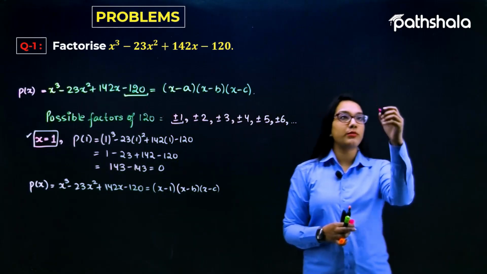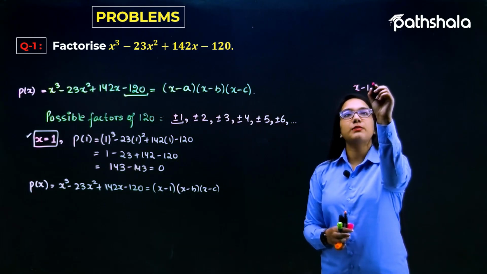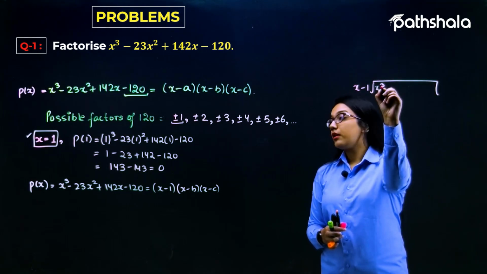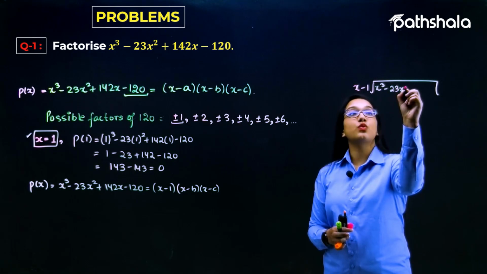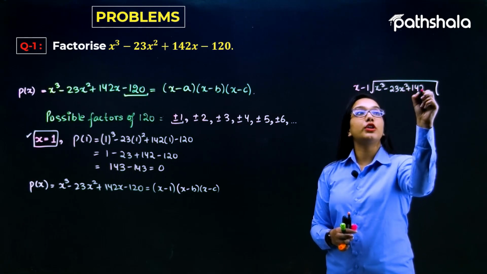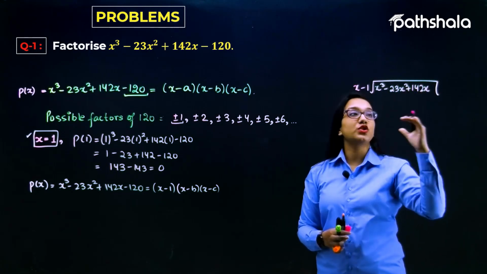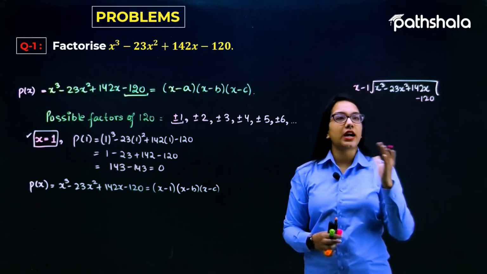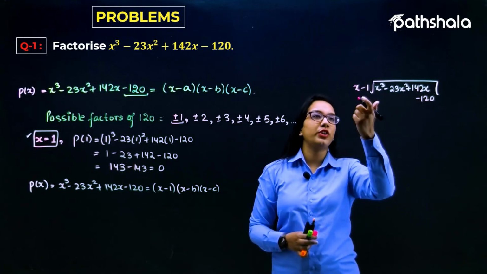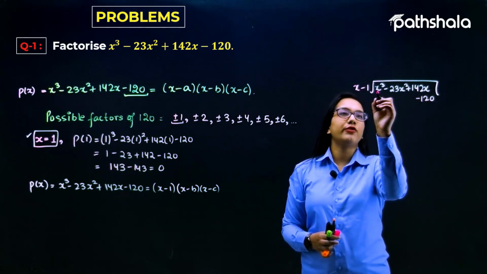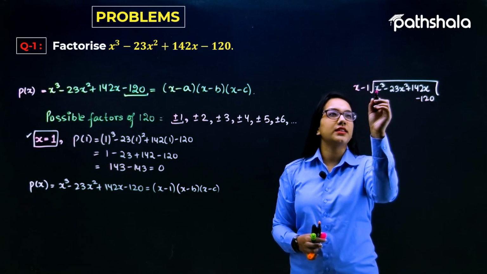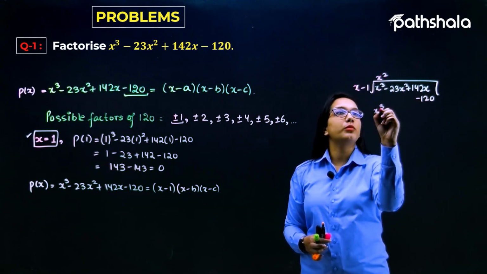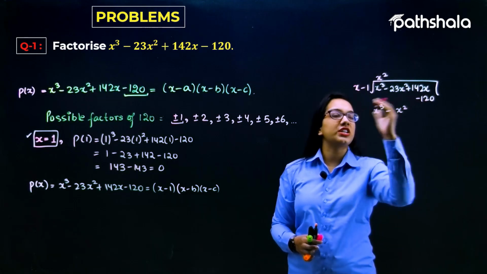So let us use the division method. We have x minus 1 as the divisor, and x cube minus 23x square plus 142x minus 120 as the dividend. Let's start dividing. We divide the very first term of the dividend by the divisor: x cube divided by x is x square. So it is x cube minus x square. Now let's change the signs of both.